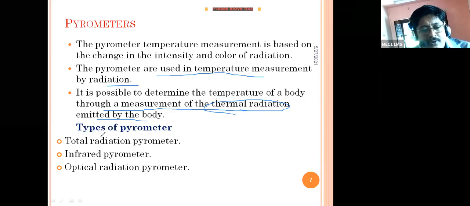For example, in a sodium vapor lamp, if you observe, the heat is very high. The radiation is very high. So that's why we place it at some far distance. And here, there are three types of pyrometer: total radiation pyrometer, infrared pyrometer, and optical radiation pyrometer. Three. Now we will discuss them one by one.